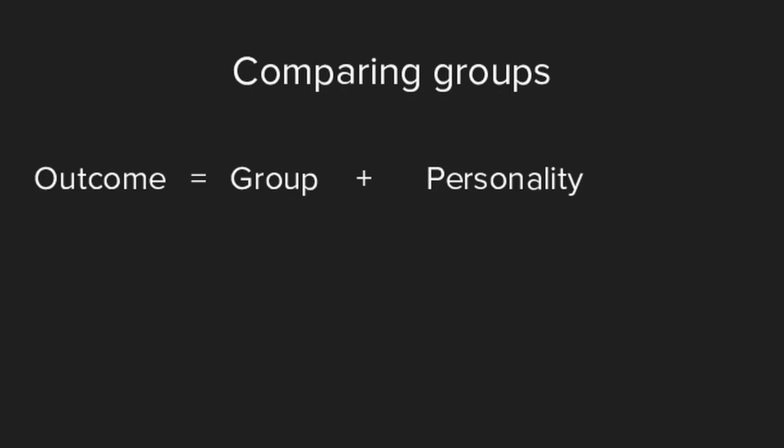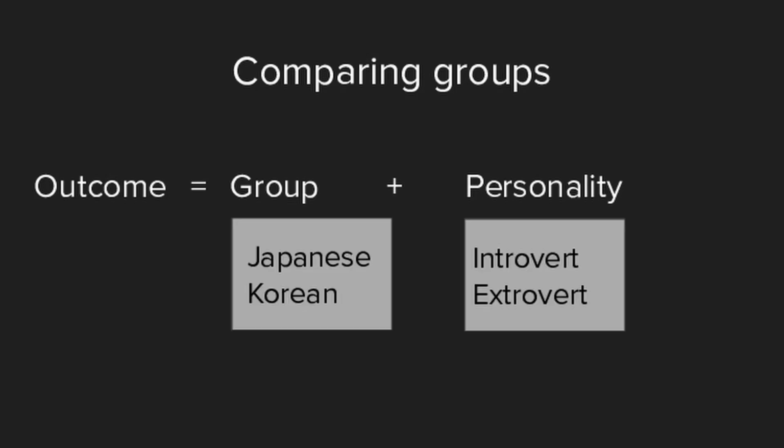We have, let's say, a bunch of Japanese students and a bunch of Korean students, and some of them are introverts and some of them are extroverts. We can give tests to check which they are and see if there's a difference in the outcome, see if personality and language group affects whatever I'm doing.